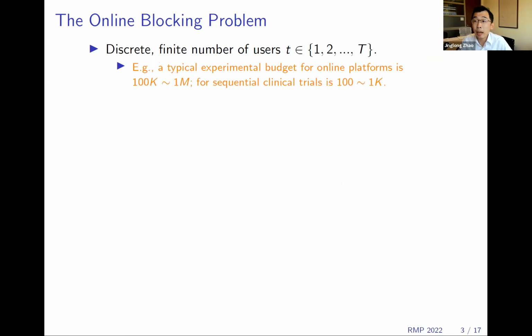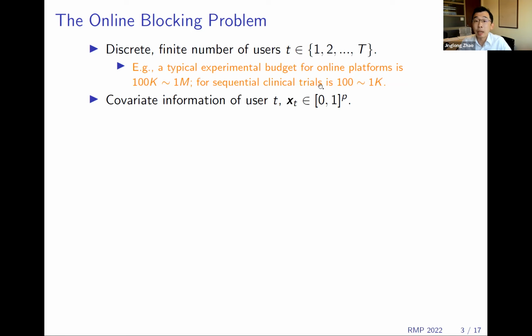So typically, if you think of an online platform, then a typical experimental budget could be super big, like 100,000 to 1 million. Or if you think of a sequential clinical trial, then in this example, maybe the total number of volunteers who come to your clinical trial is going to be much smaller, maybe at the scale of 100 to 1,000.